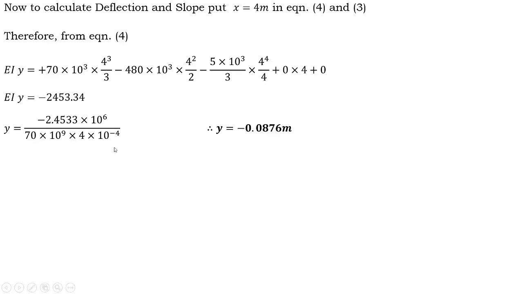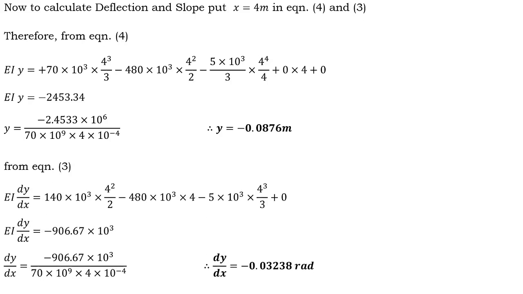So that value I am going to substitute, so that I'll get the value of y as minus 0.0876 meters. So this is my value of y, that is nothing but my deflection at the free end. Similarly, I need to calculate the slope at the free end. Therefore, for that I need to consider the slope equation.